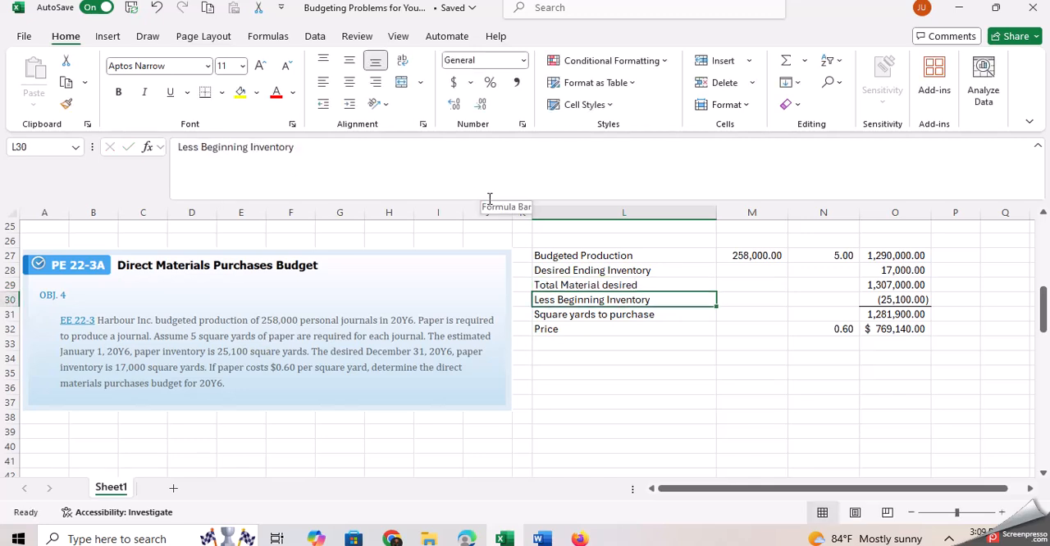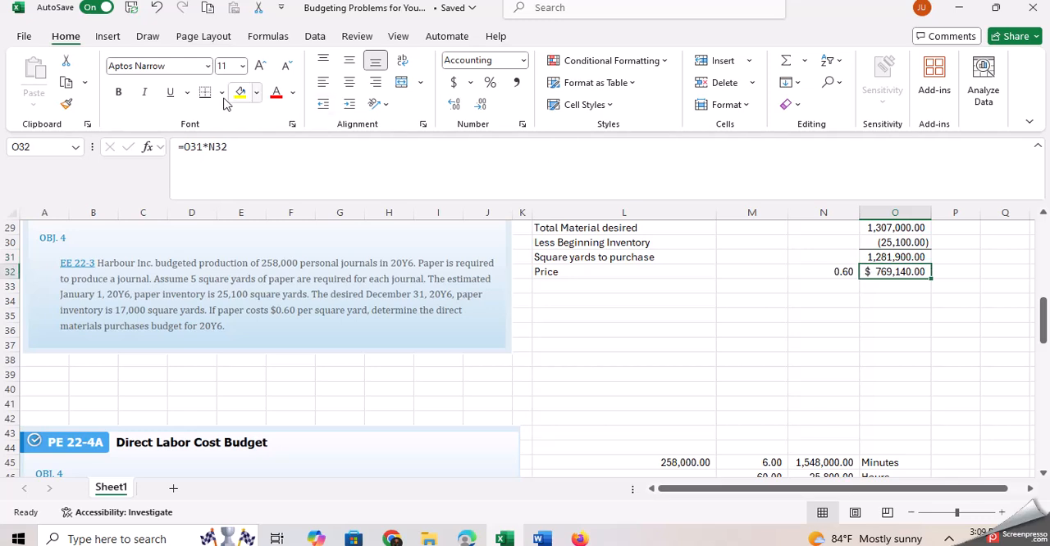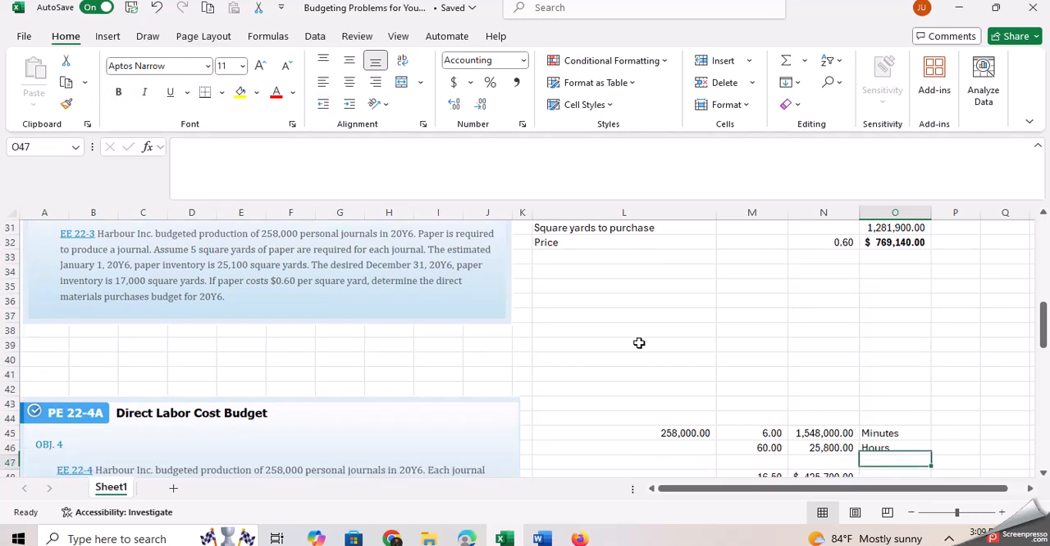And then what do we have on hand right now? We have 25,100 square yards. Again, it tells us in the problem, so we can subtract that out. So then we're going to need to purchase 1,281,900 square yards at 60 cents per yard. So then our price is $769,140.